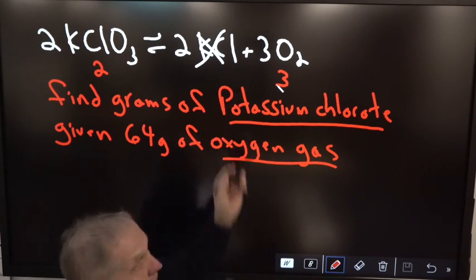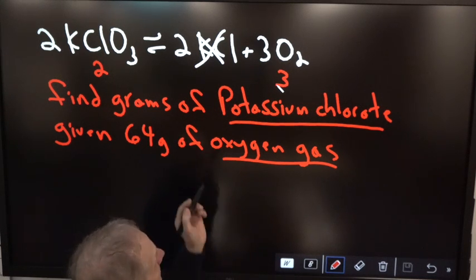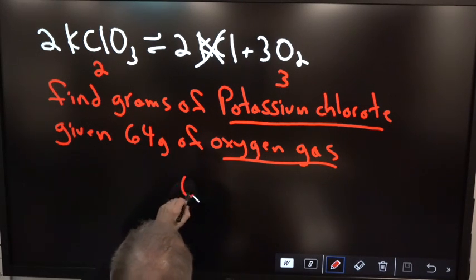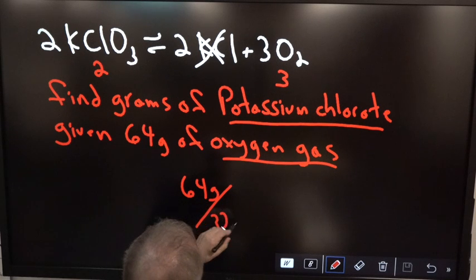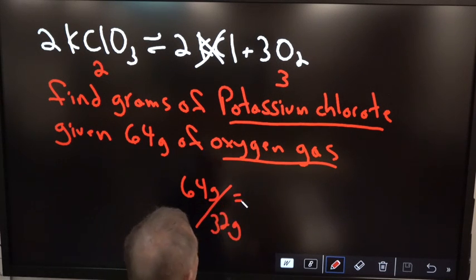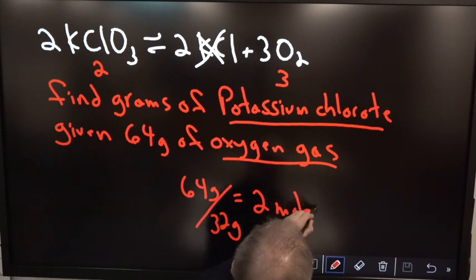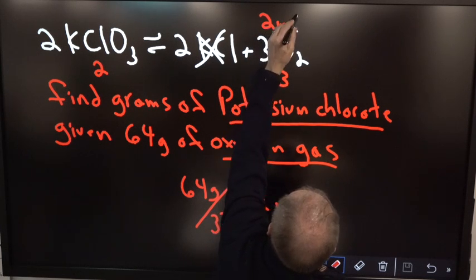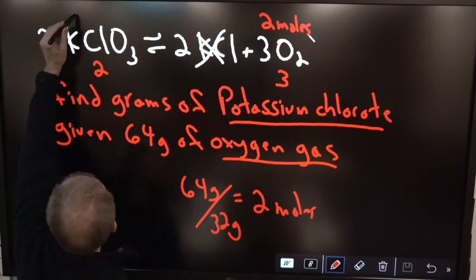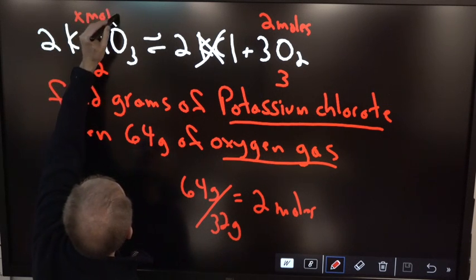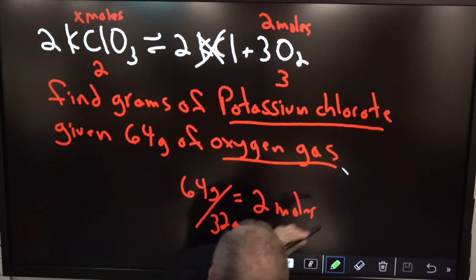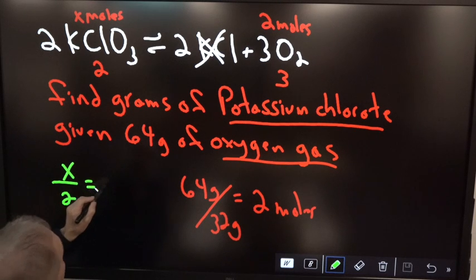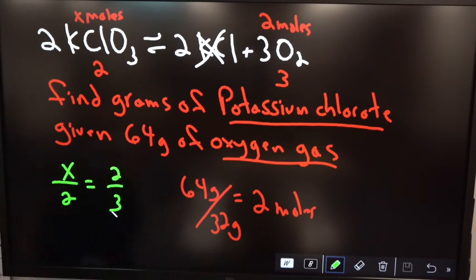Well, you can't put grams up there, you must convert to moles. And remember, you should have memorized O2 is 32 grams. So I have 64 grams divided by 32 grams, and that is 2 moles. So what I do is I put 2 moles above O2. Then I have to put X moles here. Then I want my ratio. X over 2 equals 2 over 3.